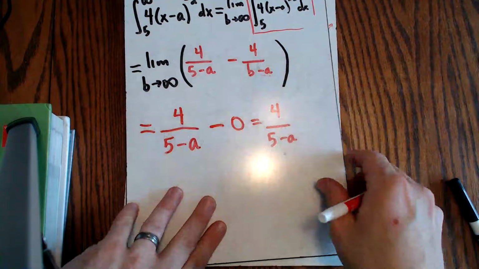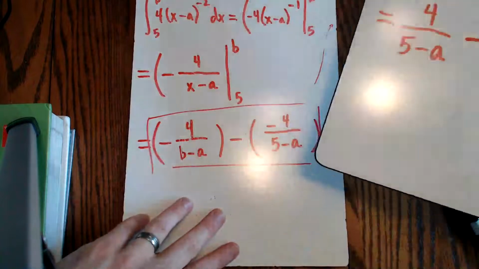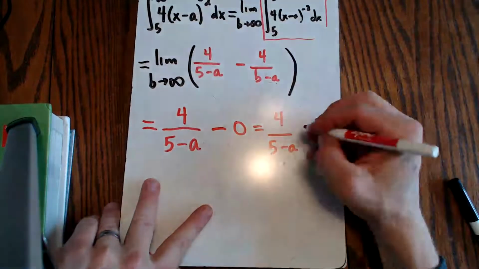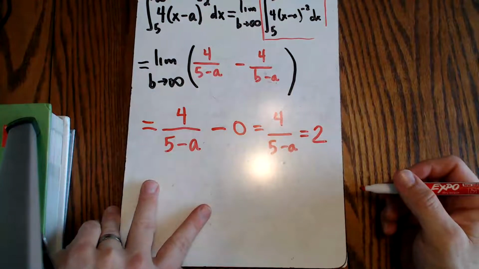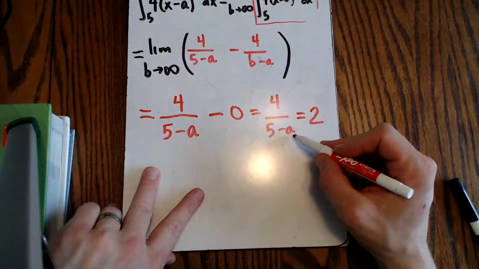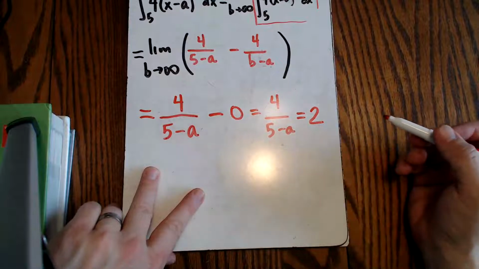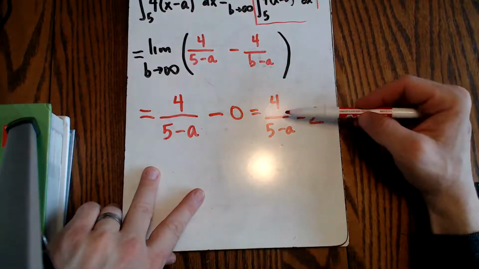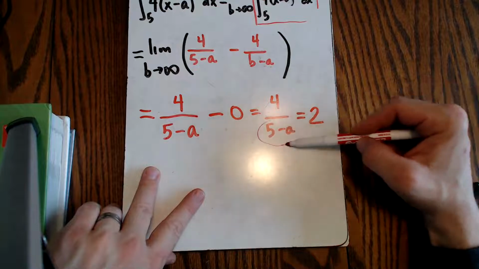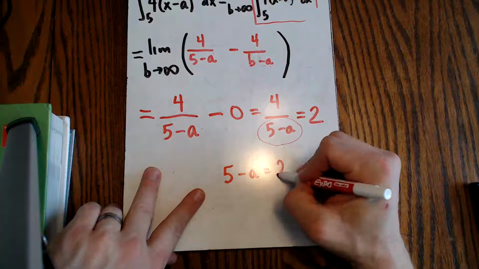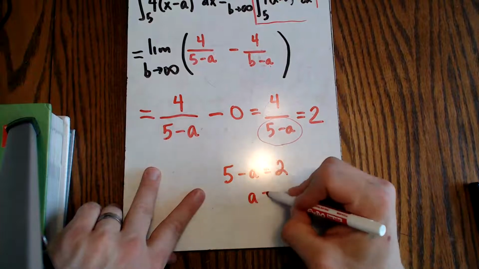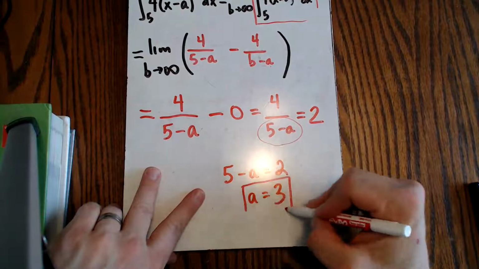Now what I know, remember, is that that integral, I erased it, I guess, but that integral has to be equal to 2. We worked that out earlier. So now I can figure out what a has to equal to make this integral 2. Well, if 4 divided by something makes 2, then the something down here has to be a 2. So it has to be that 5 minus a is 2. So it looks like that would mean that a has to be 3.